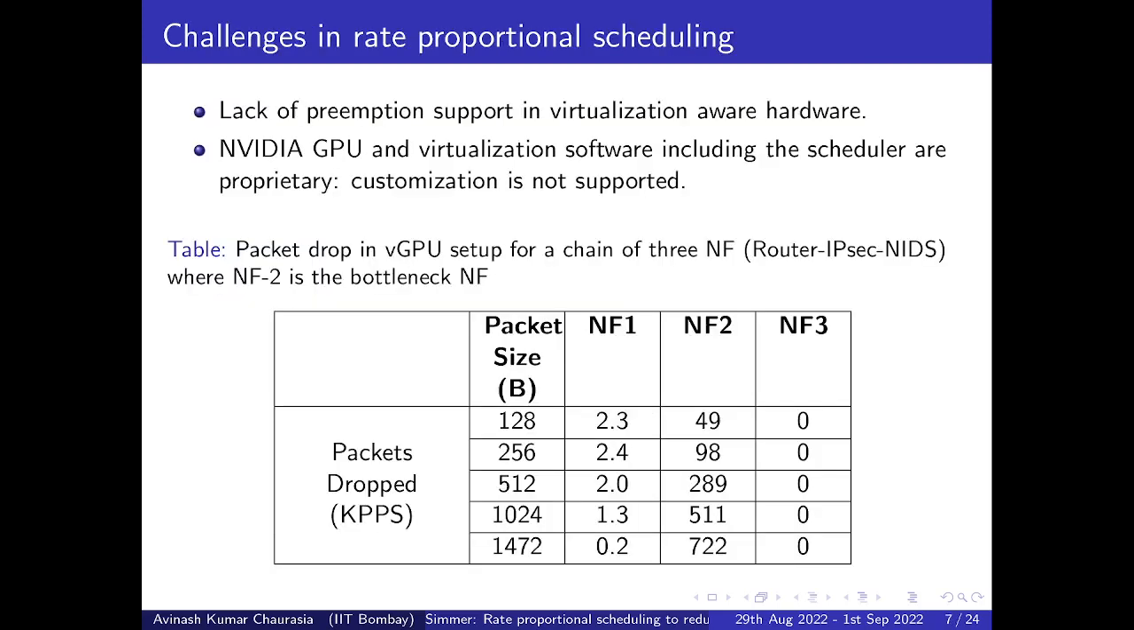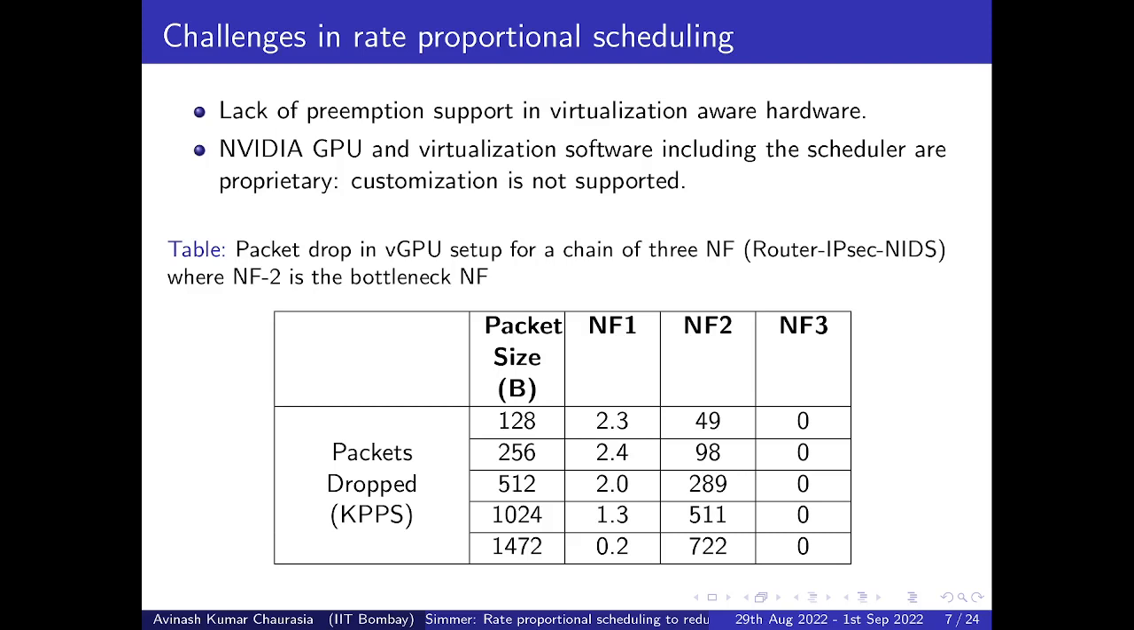To further support our theory, we conducted an experiment consisting of three VNFs of different compute requirements deployed on vGPUs in the form of chain. As we can observe from the table, NF2 drops the majority of packets. Among all the three NFs, NF2 is the most compute intensive and NF1 is the least compute intensive. But the gap between their processing speed is not considered by the scheduler, resulting in the queue getting full at NF2, which further results in a packet drop.